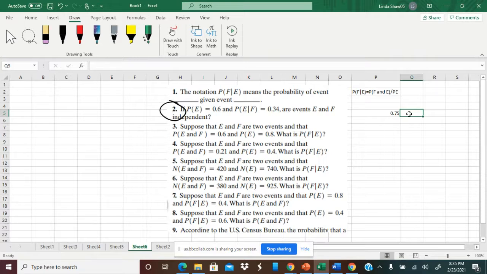Now, I'm using something that I did talk about in the video. And again, if you haven't watched the video, you haven't seen this yet. But here's what I said in the video: if E and F are independent, the probability of E given F equals the probability of E.